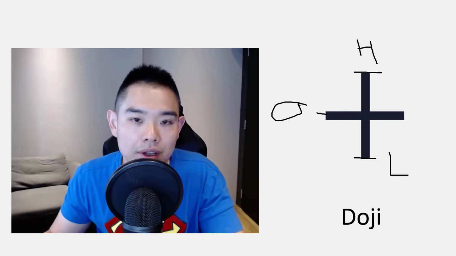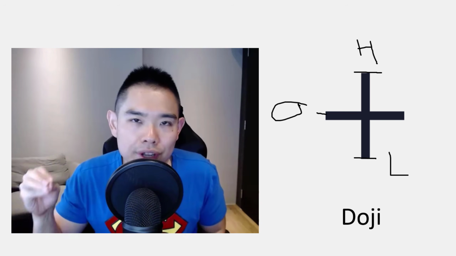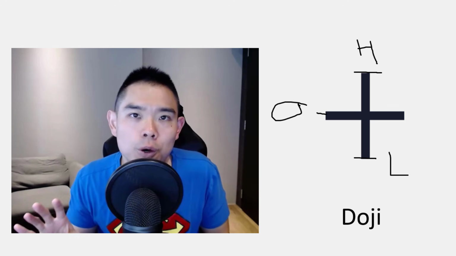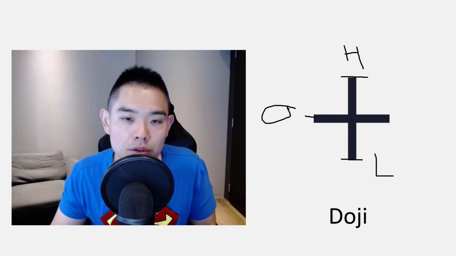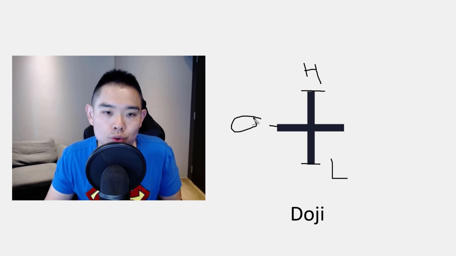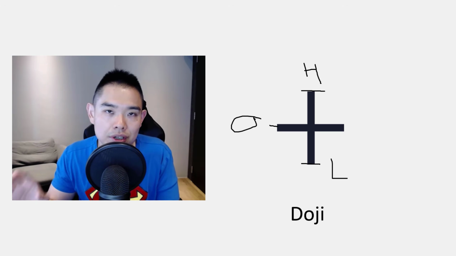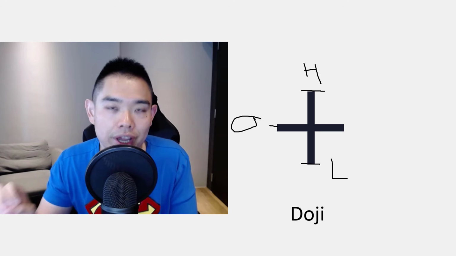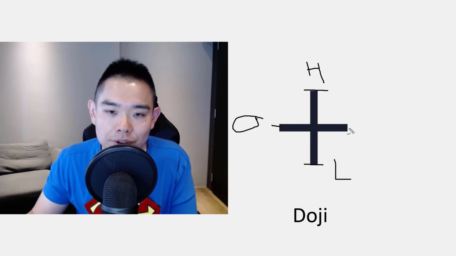Now, quiz time. As I've said earlier, every candlestick pattern has 4 data points: the open, high, low, and close. But in this case, I've only shown you the open, high, and low. Where is the close? Take 5 seconds to think about this. 1, 2, 3, 4, 5. Okay, the answer is this. This over here is the close of the day.